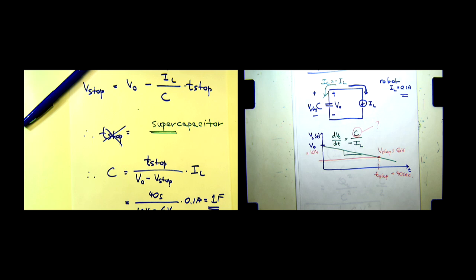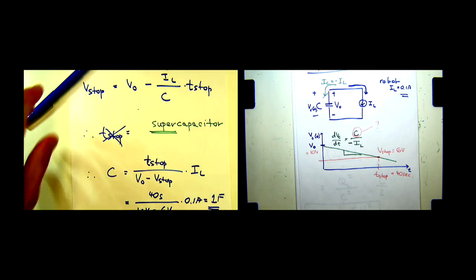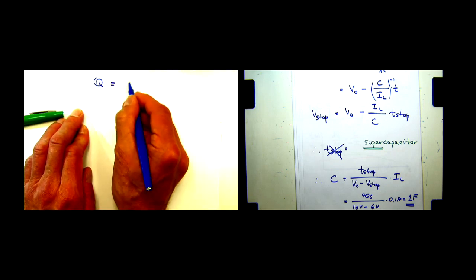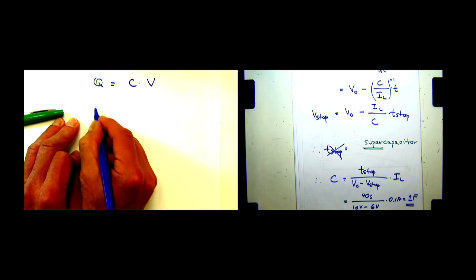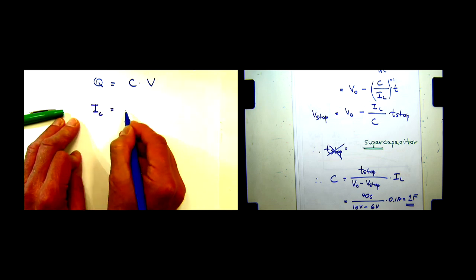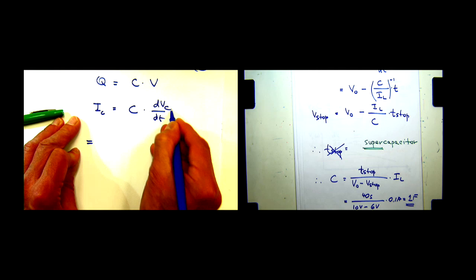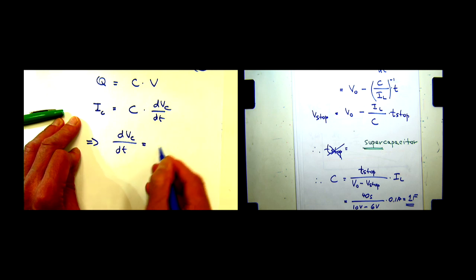Yes. So, how do they get this in the first place? I always start with this. Then take the derivative. C is equal to dV dt. Okay, so then dVc dt is going to be equal to IC over C.